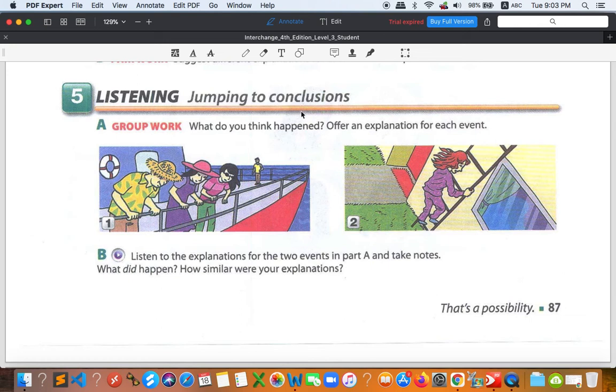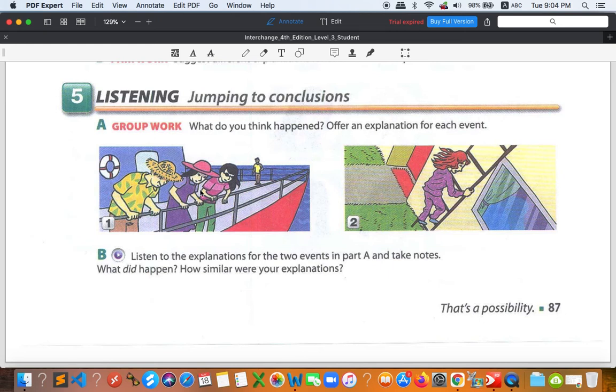Jumping to conclusions. It's like you see a certain kind of situation and then you finally draw the conclusion, or you might go to the conclusion of the story. Sometimes you don't even know what happened, but you try to jump to the conclusion, which might be right or might be wrong. So your job is to listen, all right, and answer the question, what did happen? How similar were your explanations?